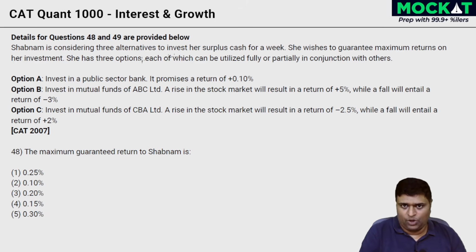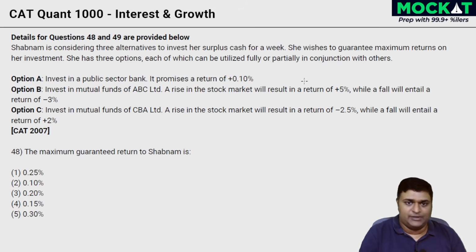Shabnam is considering 3 alternatives to invest a surplus cash for a week. She wishes to guarantee maximum returns on her investment. She has 3 options, each of which can be utilized fully or partially in conjunction with others. Okay, you could also do a combination.